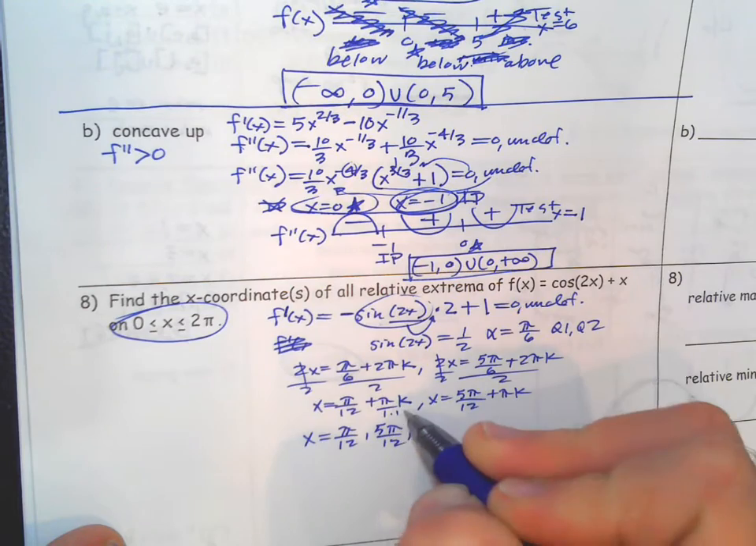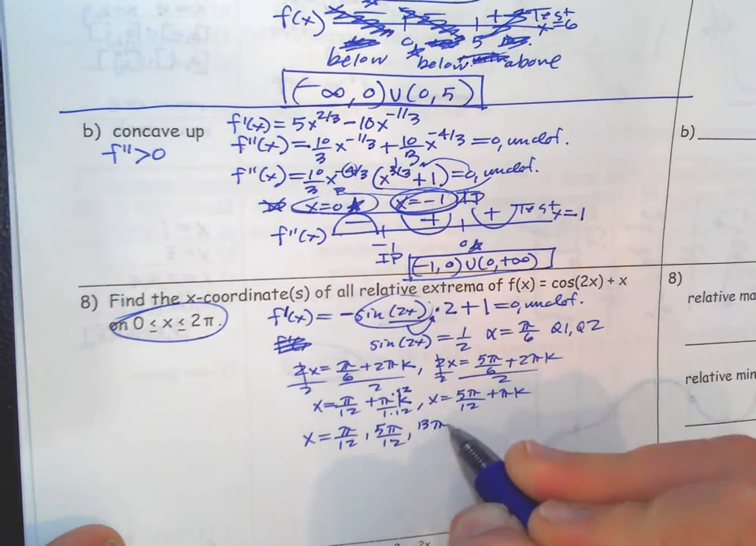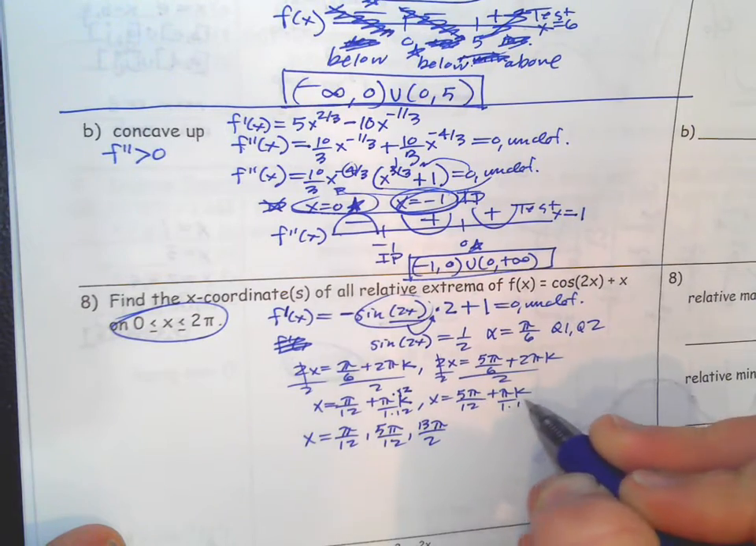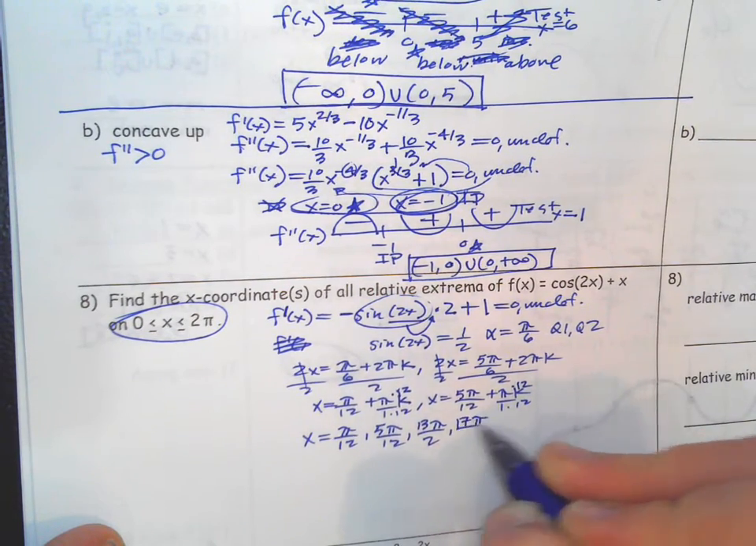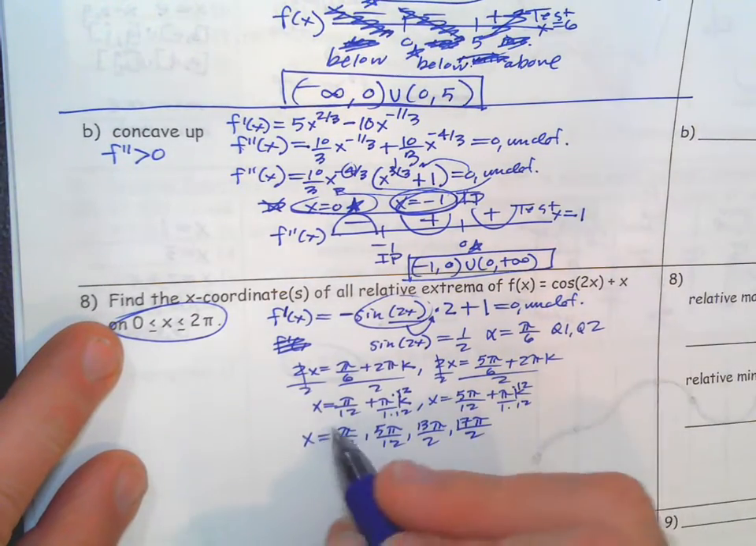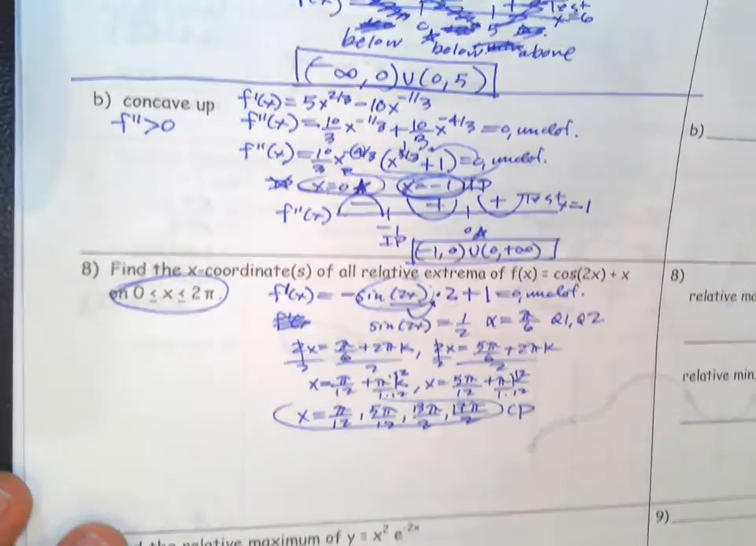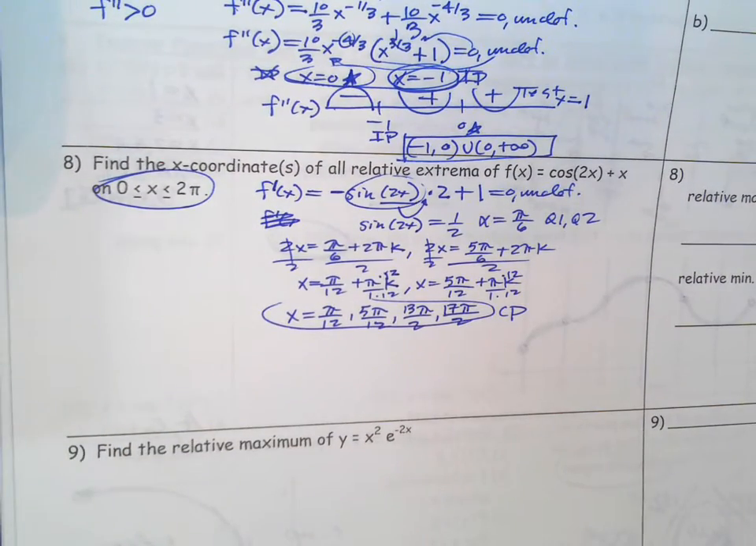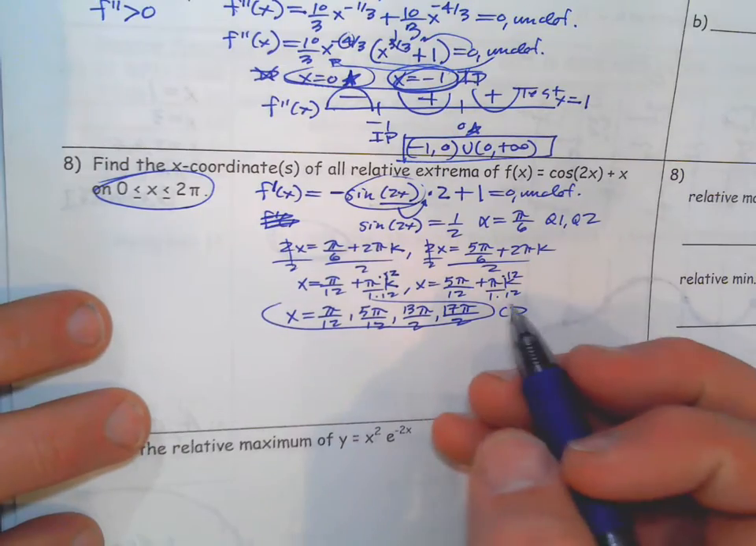Because that's another 12, that would be 13 pi over 12. Least common denominator. And 17 pi over 12. These are all still within 0 to 2 pi. So we're getting 4 critical points, which kind of makes sense. We usually get 2 critical points, but because of the 2 inside, that cuts the period in half, and so we get 2 periods worth within 0 to 2 pi, where we used to only get 1 period.